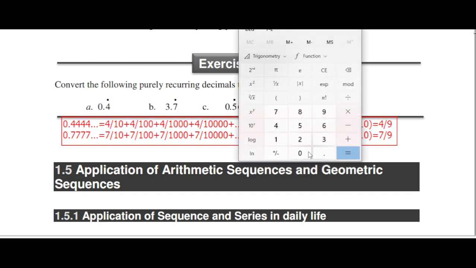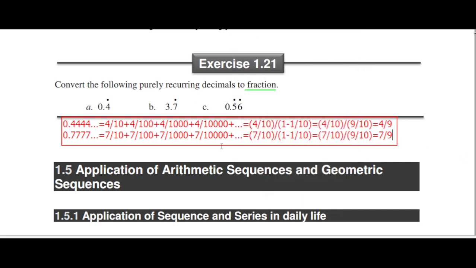Let's cross check it. 7 divided by 9 is equal to 0.77 and so on. So this is the correct answer. Let's go to question number C.